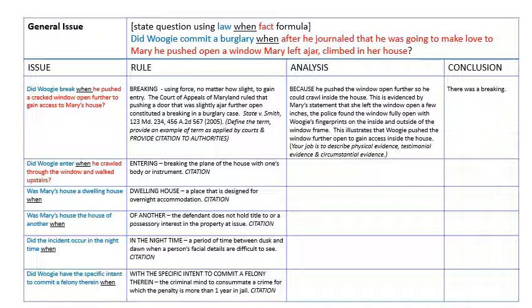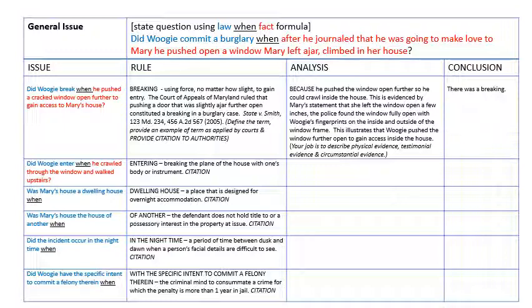So here we know that Woogie pushed a window that was slightly ajar open further so he could fit inside the house. We have evidence of this because Mary has a statement that she left the window open a few inches and the police found the window fully open. Furthermore, Woogie's fingerprints were on the inside and outside of the window frame. This illustrates that Woogie pushed the window further open to gain access inside the house.